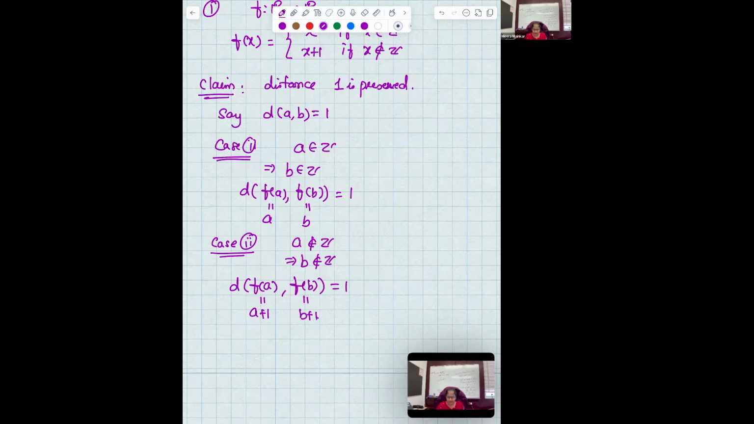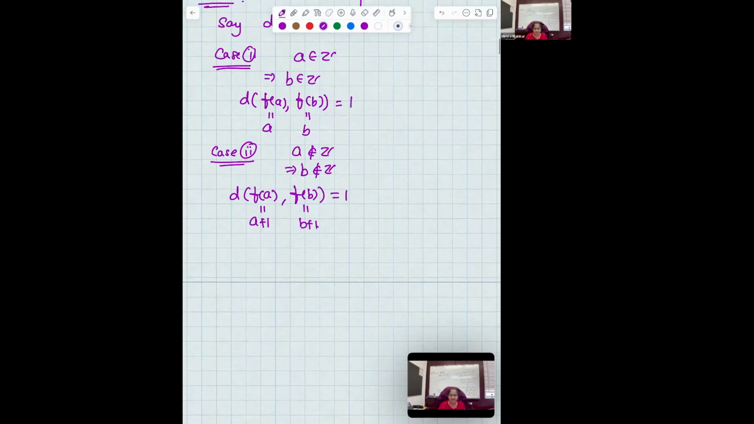All right, so there is nothing special about 1. The only thing special about 1 is that it is a positive integer. So in the same way, one can conclude that all positive integer distances are preserved. In fact, all integer distances, and of course positive, we don't say negative distances anyway, are preserved. The same logic.